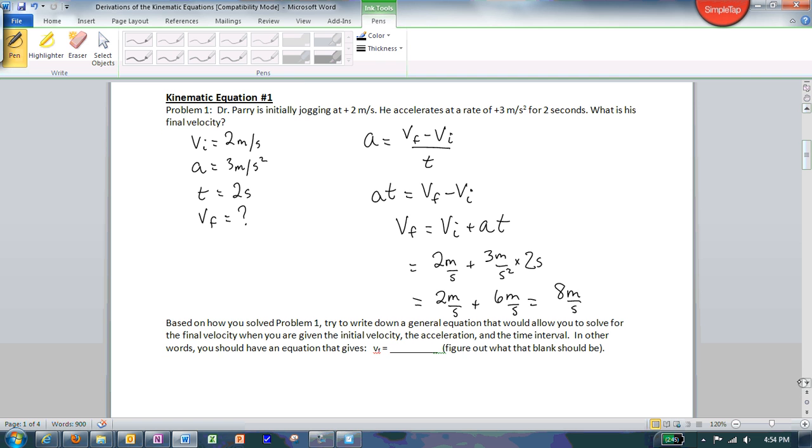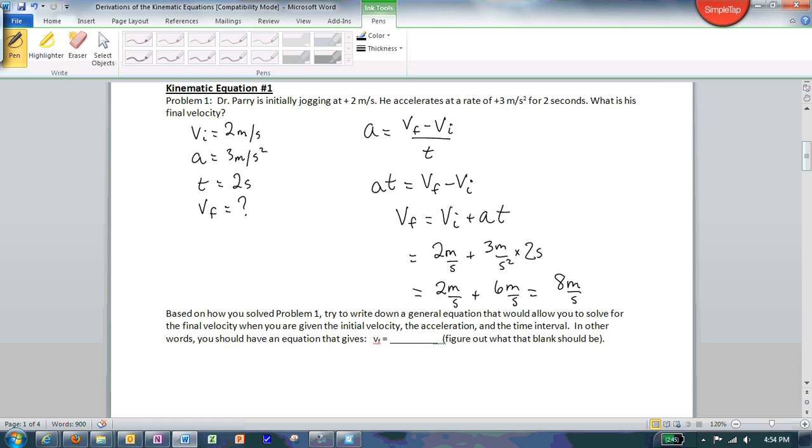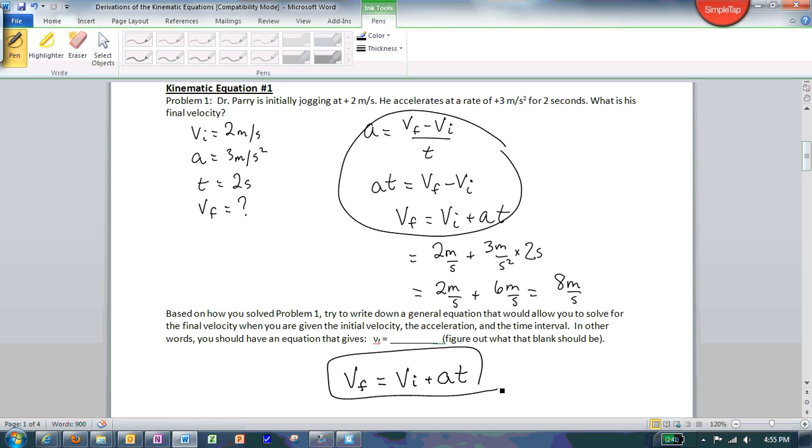And if we go down here, this problem asks us to write the general equation. And we actually already have, by the process of rewriting a equals change in velocity over time. So my final equation for the final velocity, that sounds very funny, but we'll go with it anyway. The final velocity is equal to the initial velocity plus a times t. This is the first of our kinematic equations.